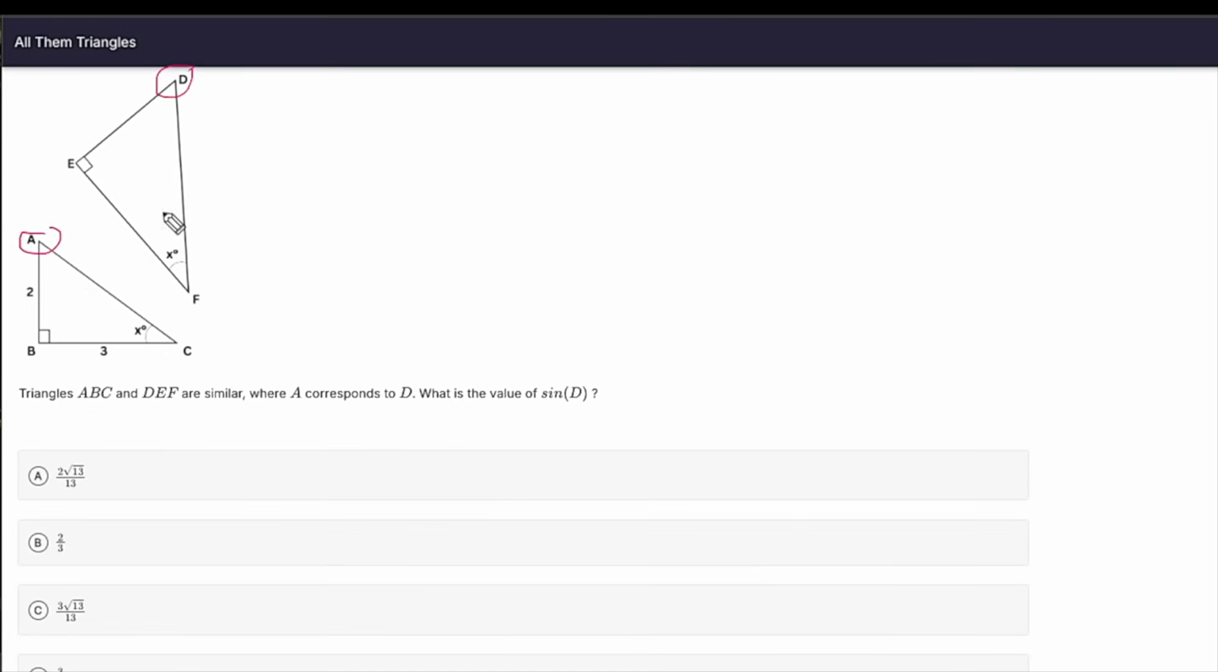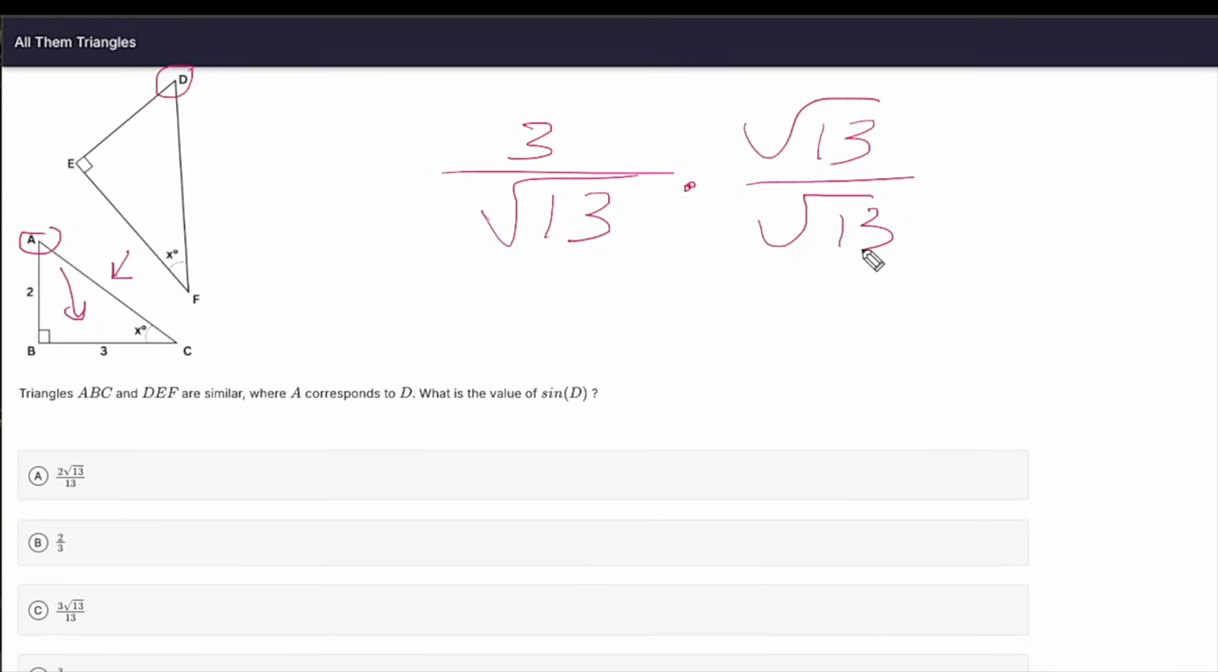Kind of weird that they have the X right here, but whatever. The sine of D is going to be the same thing as the sine of A. So the sine of A would be 3 over the hypotenuse. And this is not a Pythagorean triple, so we would have 2 squared plus 3 squared equals this hypotenuse squared. But yeah, opposite over hypotenuse, it should be 3 over our hypotenuse. 2 squared is 4, 3 squared is 9, 9 and 4 is 13. So 3 over the square root of 13. Of course, they don't want us to have a square root in the bottom, so we'd multiply by the square root of 13 over the square root of 13 to get 3 root 13 over 13. Where is that? Choice C.